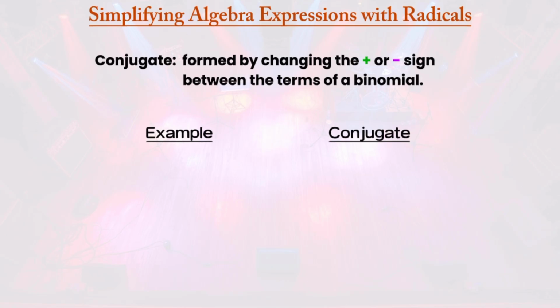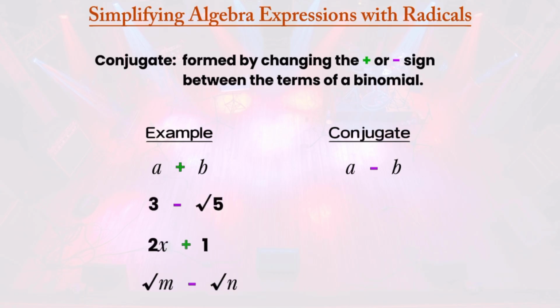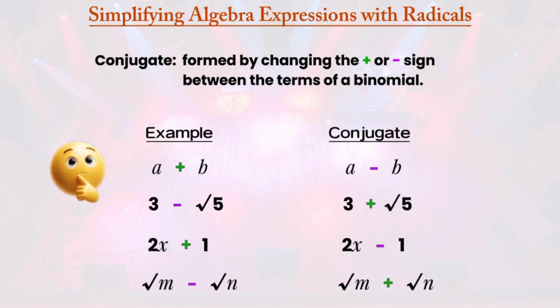Let's look at some examples. The conjugate of a plus b is a minus b. The same applies to the other examples. Their conjugates are just opposite plus or minus sign. See, pretty straightforward.